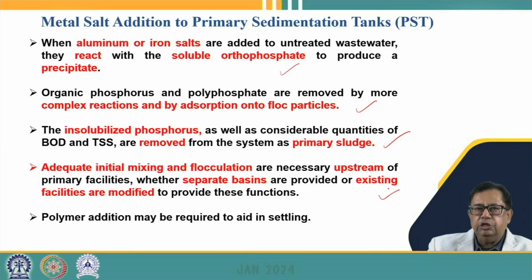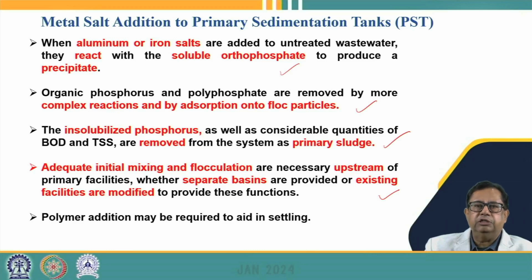But when we are using the primary sedimentation tank, we require adequate rapid mixing and flocculation facilities, so that whenever we are mixing these chemicals, they should react with the orthophosphates, and they should also form flocs. So these facilities have to be provided upstream of the primary facilities.